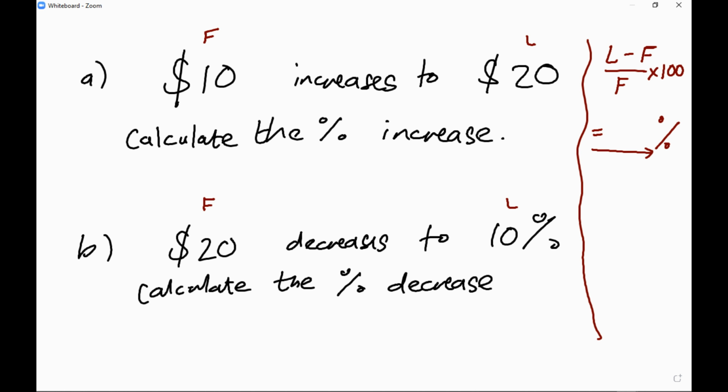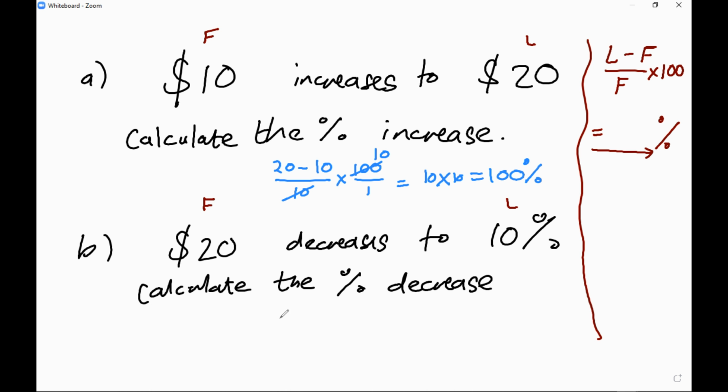So using that formula, my last value is 20, my first value is 10, and I divide it by the first value, which is 10. I'm multiplying this by 100 over 1. 10 goes into 100 10 times. 20 minus 10 is 10. 10 times 10 is 100. So the answer for this one is 100%.